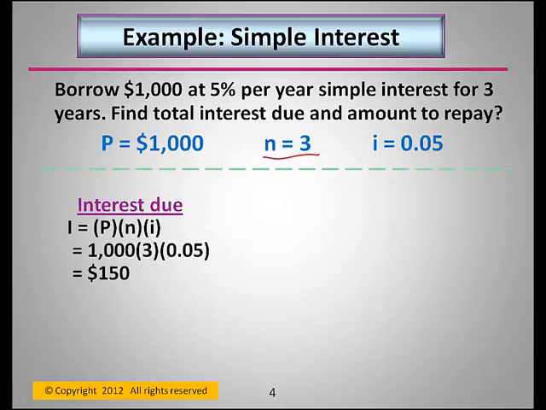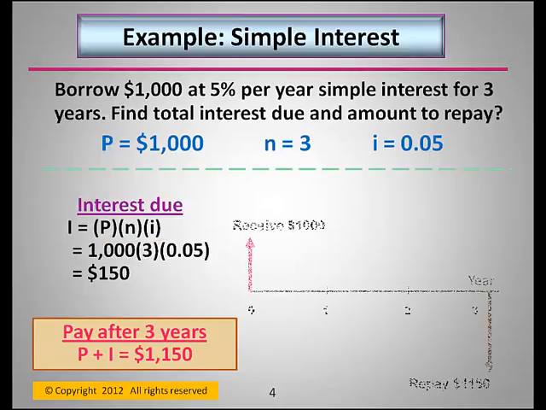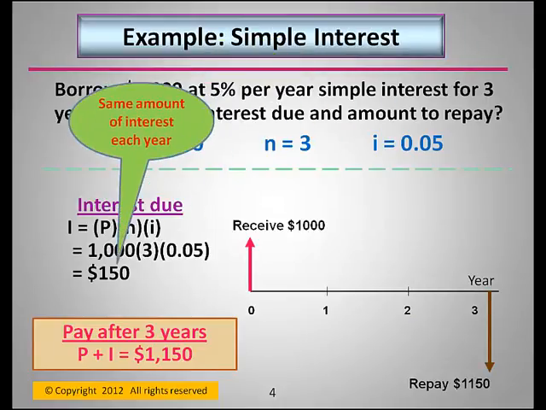The interest per year is 1,000 times 0.05, or $50. Over the 3 years, the total interest is I equals PNi, or $150. The repayment is the principal plus all the interest, which totals $1,150. Here's the cash flow diagram. The downward arrow in year 3 indicates the repayment of principal and interest. There is no cash flow in years 1 or 2. Because interest is simple, it is based only on the original principal of $1,000. Therefore, the interest each year is the same, $50, which totals $150 over the 3 years.